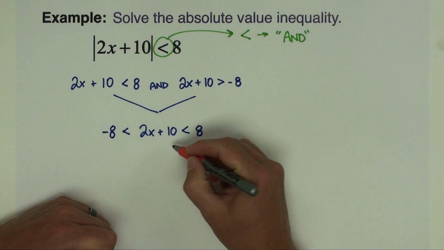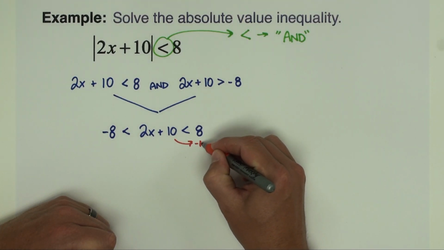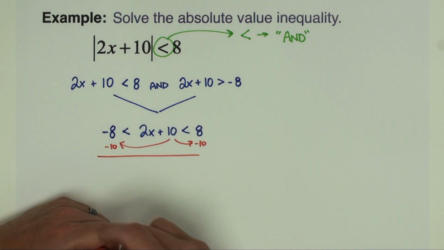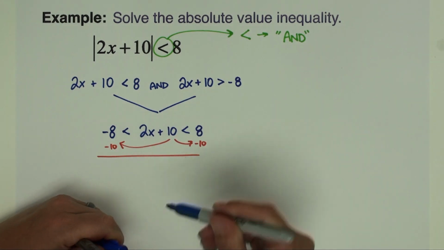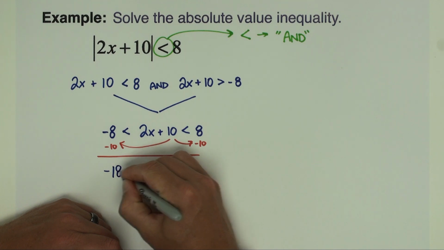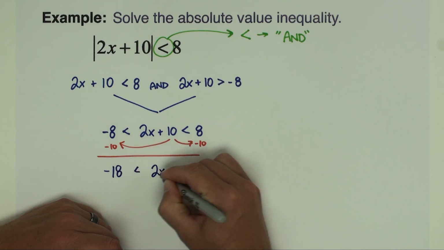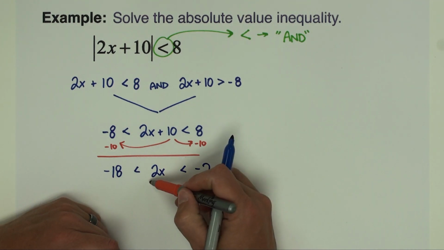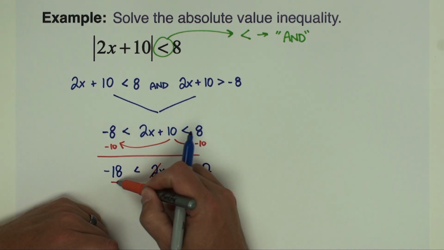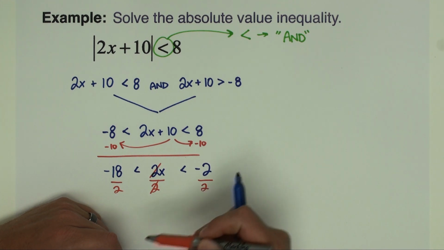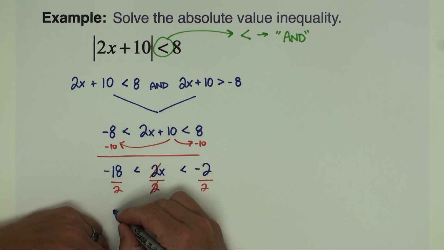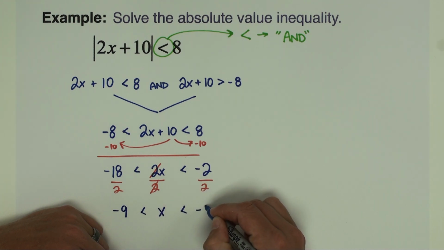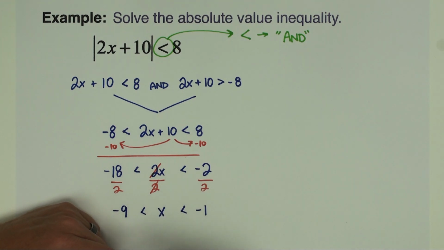So I'm going to begin by subtracting 10 to both sides. So that's going to give -18 is less than 2x is less than -2. We'll divide both sides by 2. And so I get -9 is less than x is less than -1.